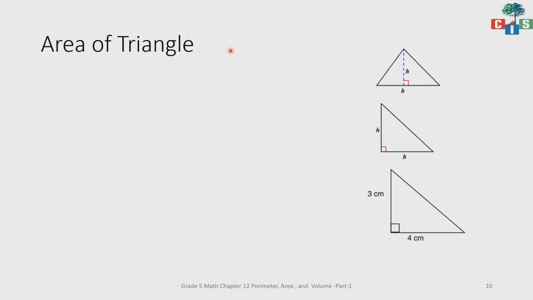Now scholars, let's see the formula for finding the area of a triangle. Here we have a few triangles. Can you see these triangles? They have a base and a height. B is for base and H is for height. Now we will see the formula for finding the area of a triangle, which is half into base into height.